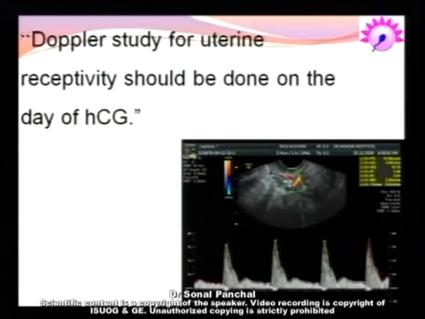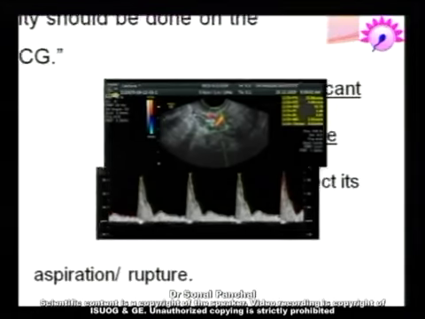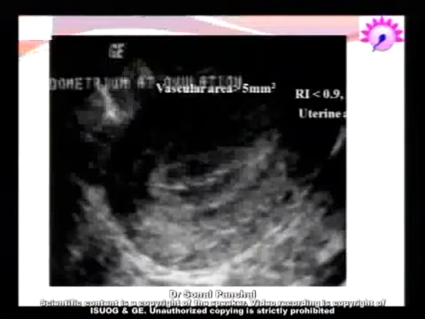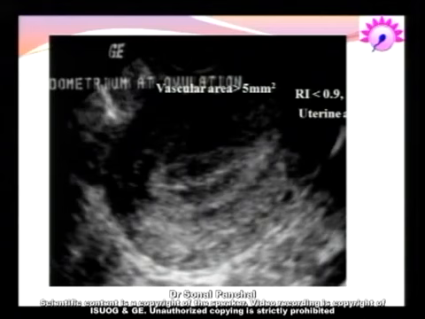These studies must be done on the day of HCG before giving HCG, because once you give HCG, there is a fall in the estrogen level. The progesterone is not yet raised, and therefore there would be high resistance in all the uterine vessels, including the spiral ones. And the same phenomenon is also seen in the natural cycle.